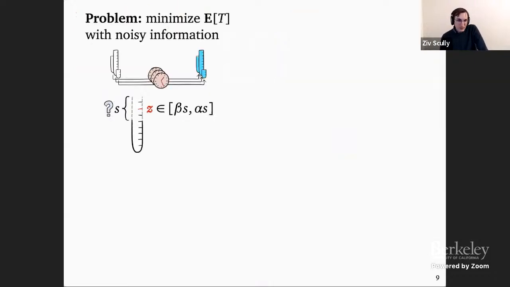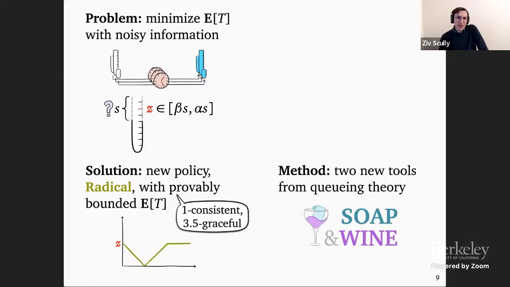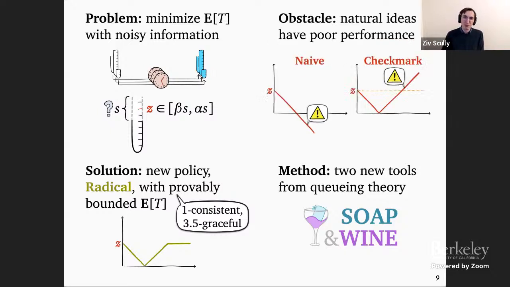All right, so what did we talk about today? We talked about scheduling with noisy information. We introduced a new policy that has provably good performance, and we managed to do that proof by combining these two new ideas from queuing theory. And one thing I didn't get to talk about today, in the short version, but which you can find in the full version of the talk on YouTube, is why this problem is hard. The reason this problem is hard is because the first ideas that you would think of for approximating SRPT's rank function turn out to have poor performance. All right, so that's what I wanted to say today.